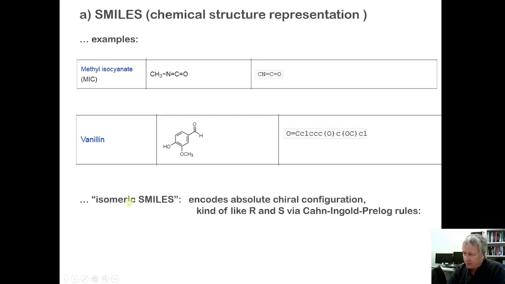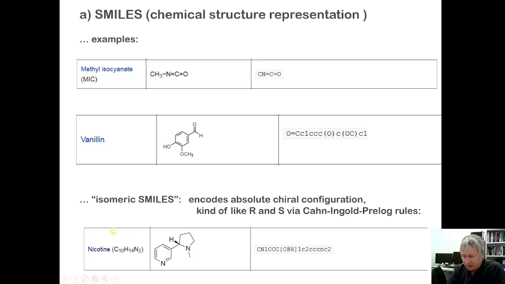There's also something called isomeric SMILES, which encodes absolute chiral configuration, so things like R and S and the Cahn-Ingold-Prelog rules. And so this is great because if you have a chiral molecule or you have a lot of these stereogenic centers, that is encoded into the SMILES as well, and very useful for optically active or chiral drug-like molecules if we're using SMILES to represent their structures.